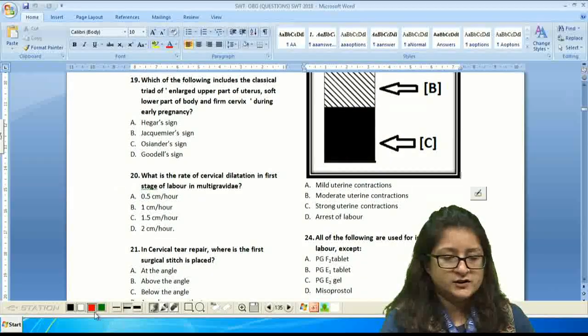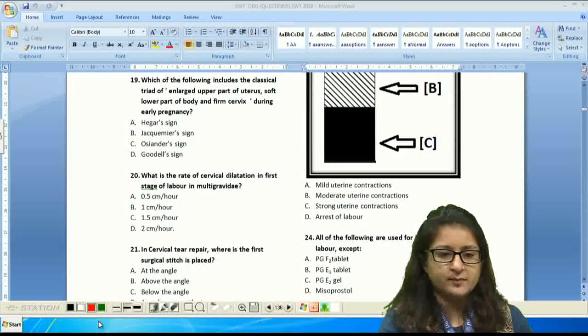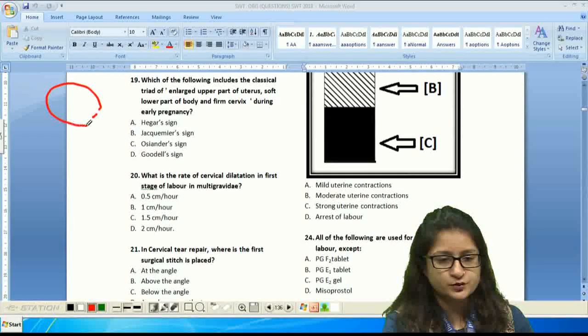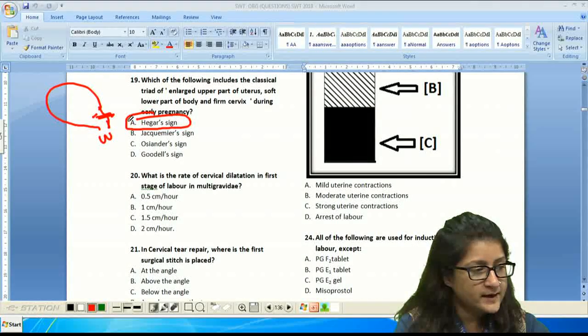Question number 19. Which of the following includes the classical triad of enlarged upper part of uterus, soft lower part and firm cervix? So this is called Hegar's sign. Very, very important when we talk about diagnosis of pregnancy. This is very, very important, Hegar's sign.